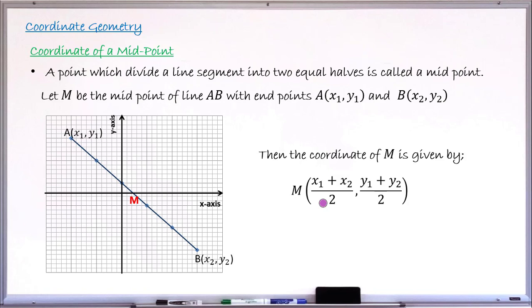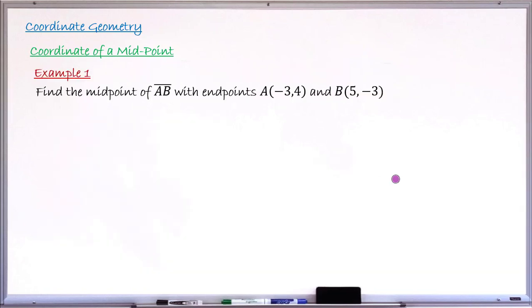We are going to take an example just now and see how we can make use of this formula to find the coordinate of the midpoint. So let us move. Example number 1 says: find the midpoint of the line AB, where the line AB has endpoints at A with coordinate -3, 4, and the other endpoint at B with the coordinate 5, -3.